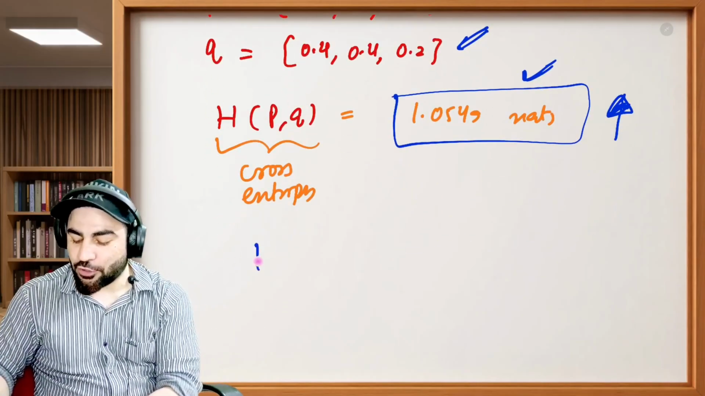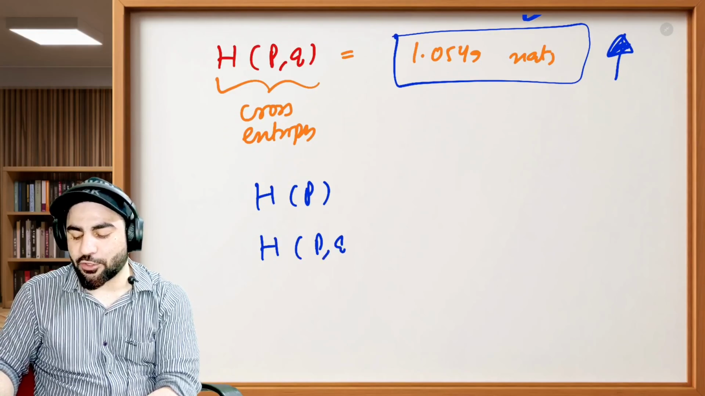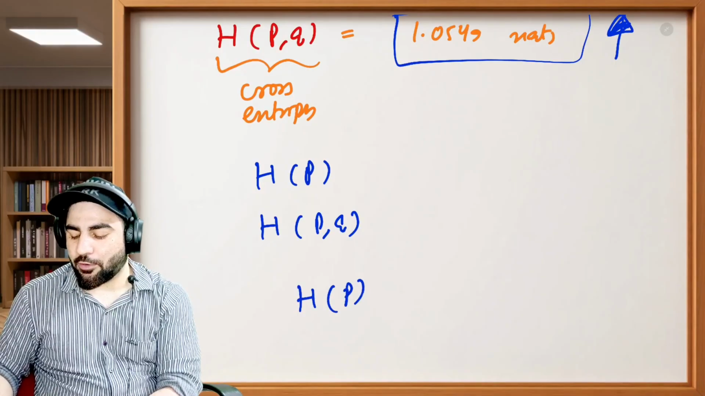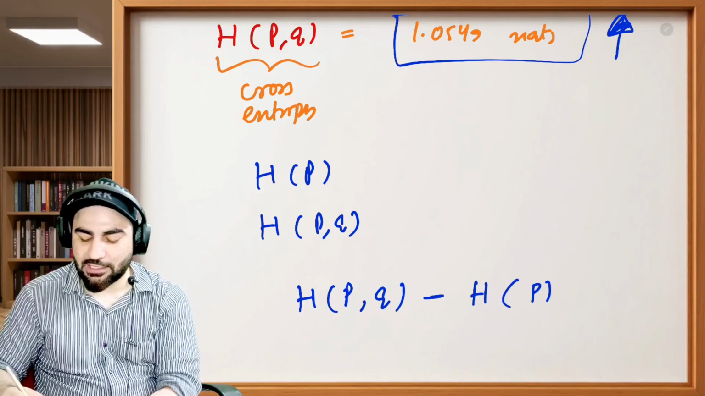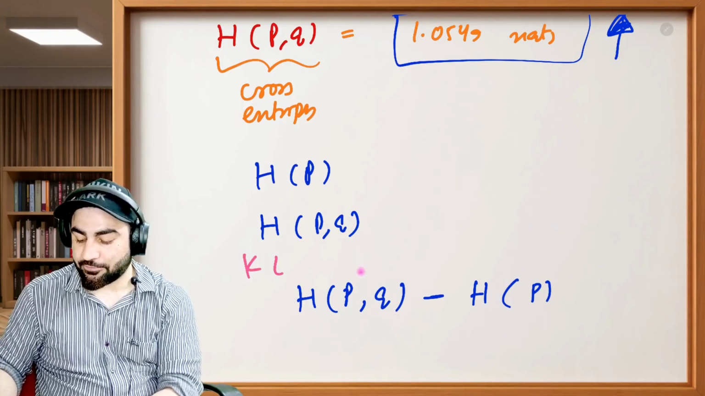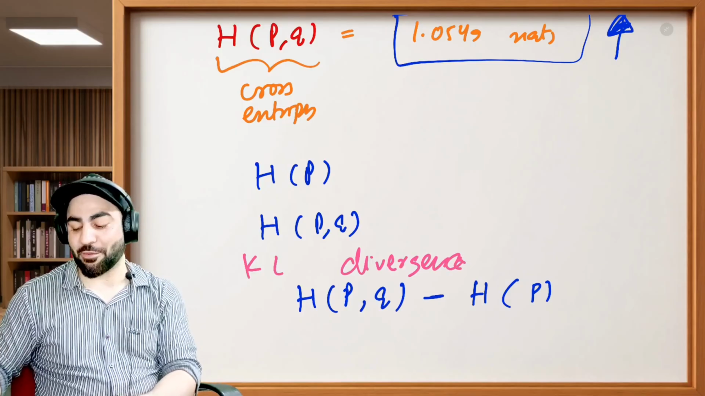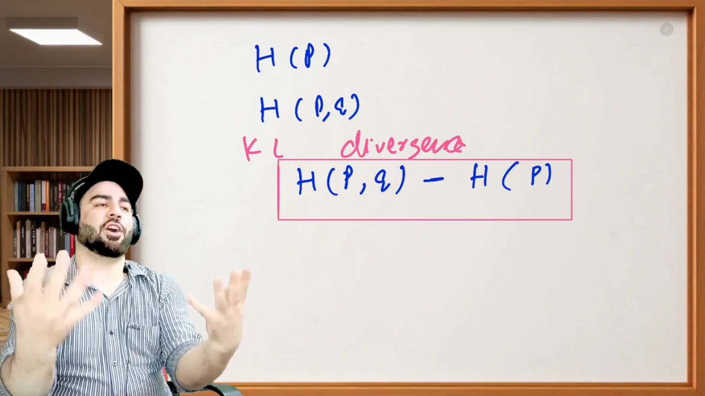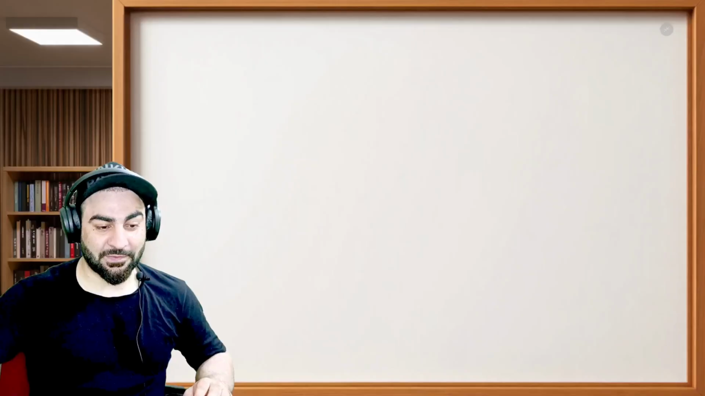So H of P is called entropy. H of P, Q is called cross entropy. Now if you take cross entropy and you subtract entropy from it, this is called KL divergence. How many of you are seeing it for the first time? This is KL divergence. So basically what KL divergence gives you is how much off you are. Cross entropy can be directly used, but you can still use KL divergence.